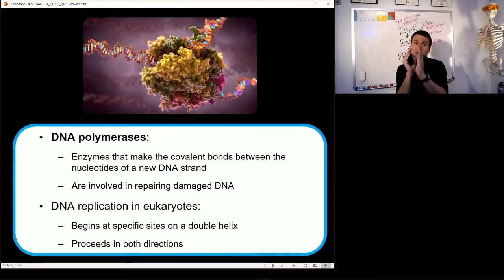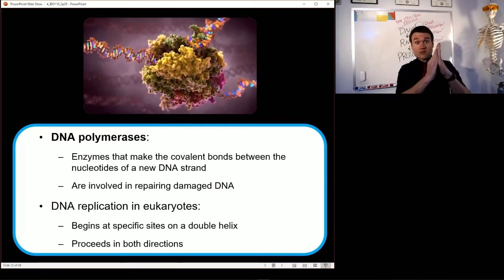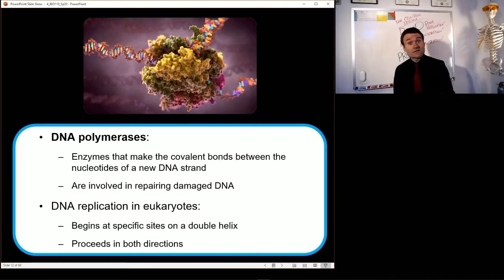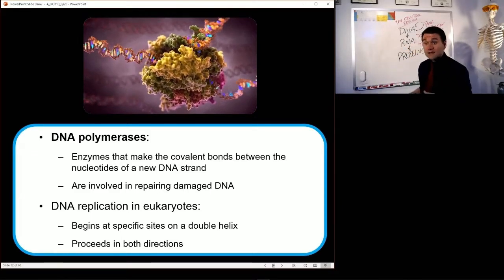And then each one of these sites, as it expands, eventually it runs into the daughter strands being created by the other sites, and they kind of combine. I'll show you an image that makes this a little bit clearer in a moment.